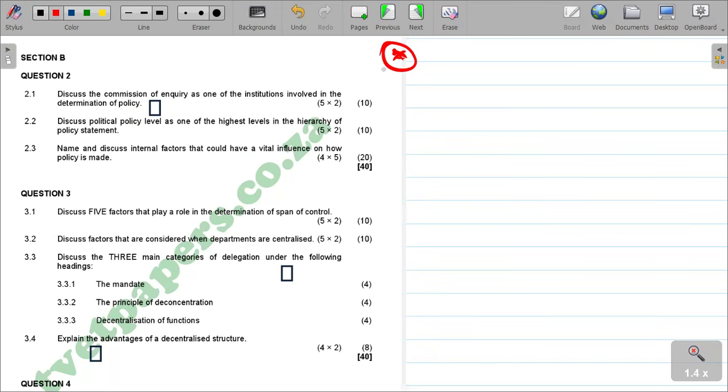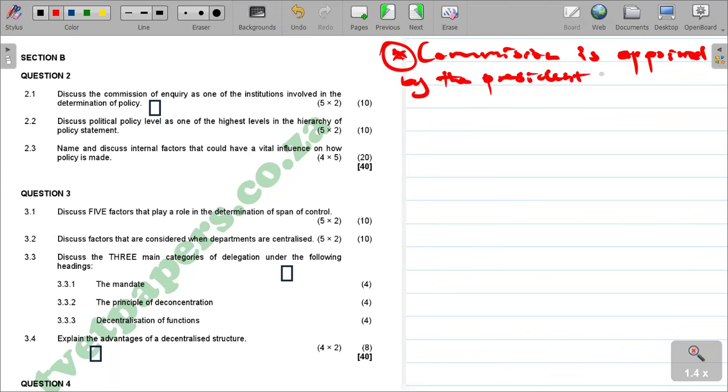So from the key points to address, we need to understand that, one, the commission is appointed by the president and the cabinet. That is one key thing. They are the ones who are responsible for the appointing.